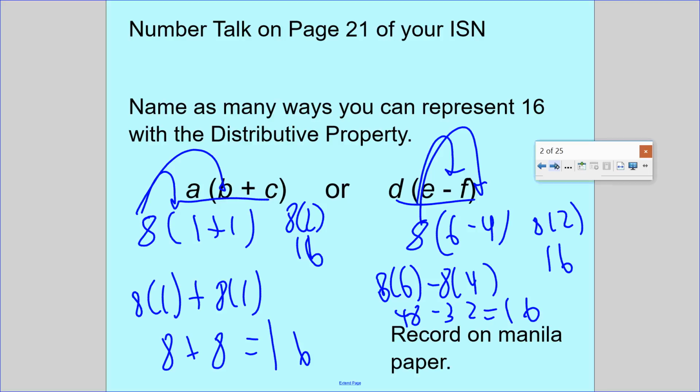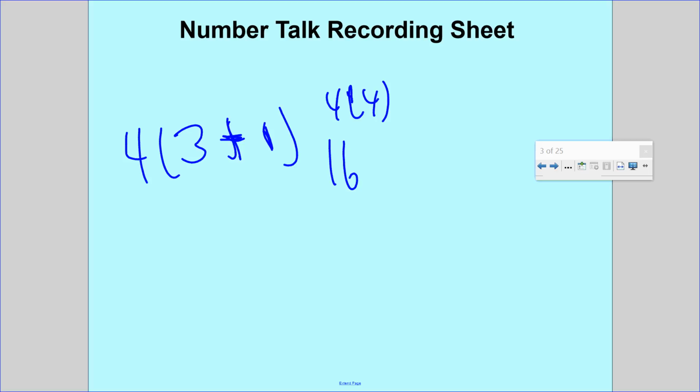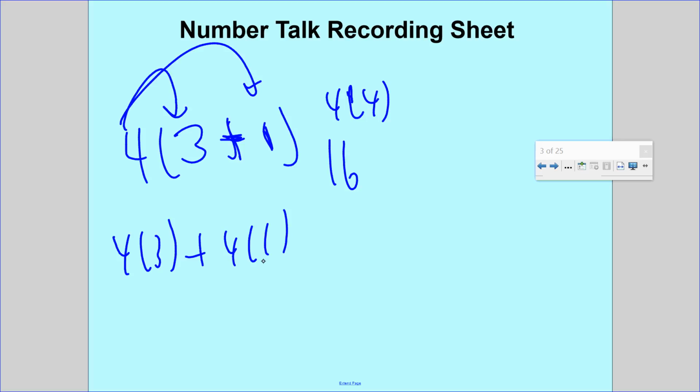Let's come up with some more examples. 3 plus 1, times 4. 4 times the quantity of 3 plus 1. That's 4 times 4, 16. Or I could use distributive property. 4 times the group of 3 plus 4 times 1. 12 plus 4 is 16.